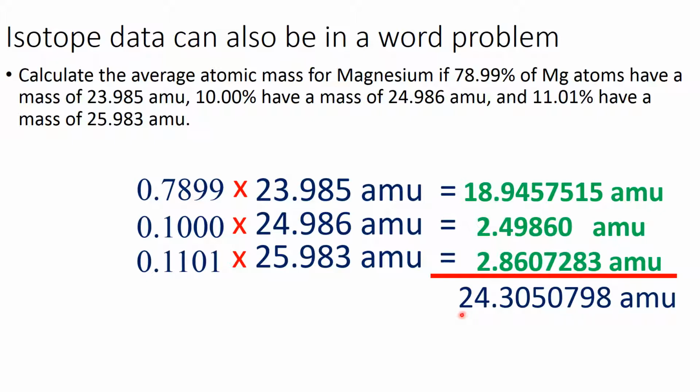So here, we add these up and we have 24.3050798. If we're rounding to the hundredths place, that's this place right here where the 0 is, we look at the number right after that, and it's a 5. So anything that's 5 or more means we round up. So we're going to round this to 24.31. And don't forget the units, AMUs.